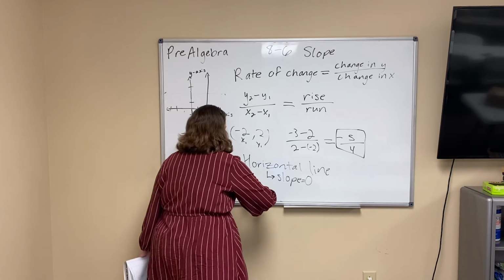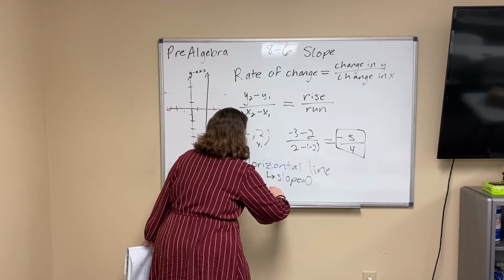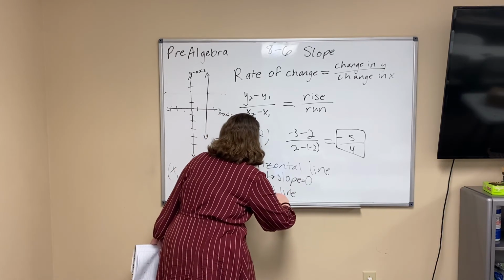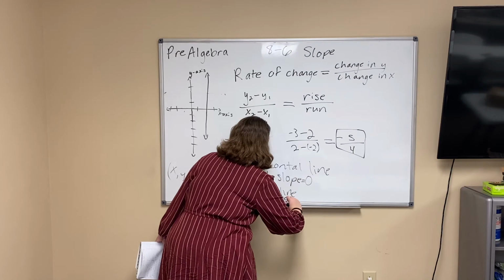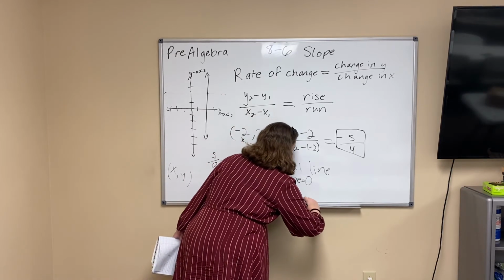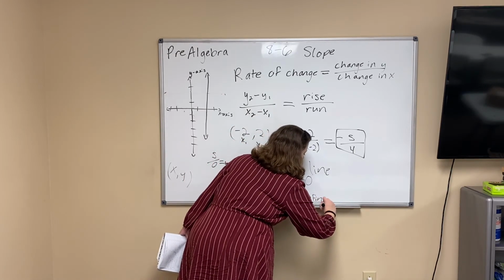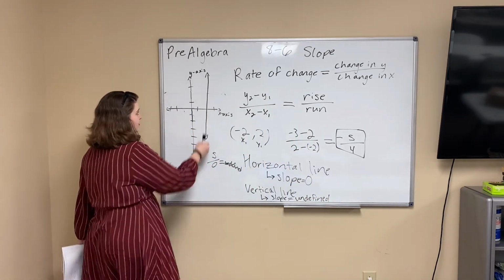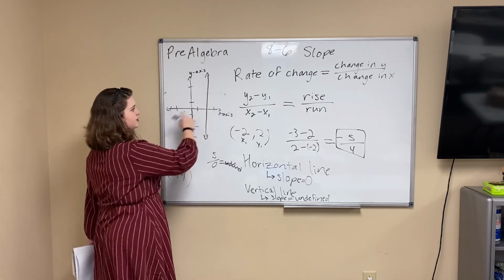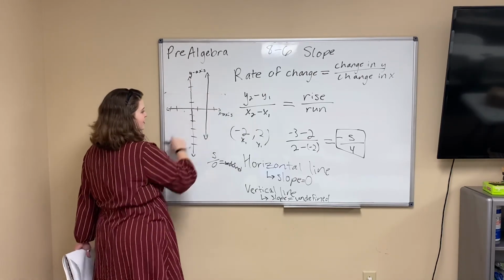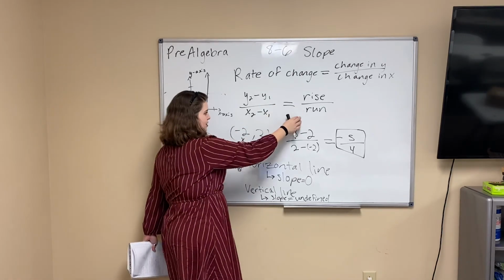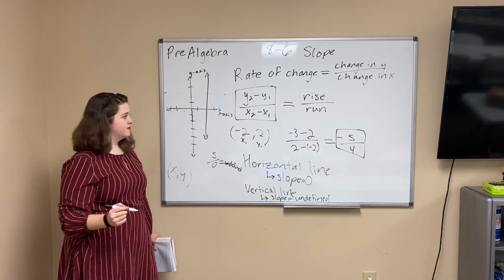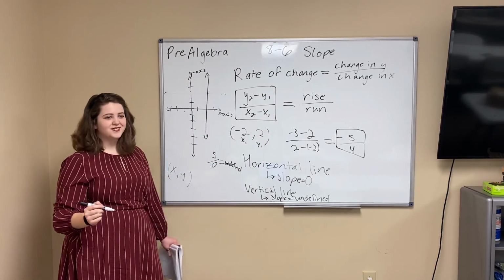So in other words, if we have a vertical line, the slope is undefined, and all you have to write is undefined. So if it's vertical, it's undefined. If it's horizontal, it's 0. If it's anything else, then all you do is your rise over run equation. And it's this equation every time. Our rate of change. Sound good?